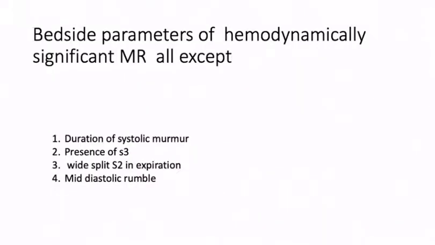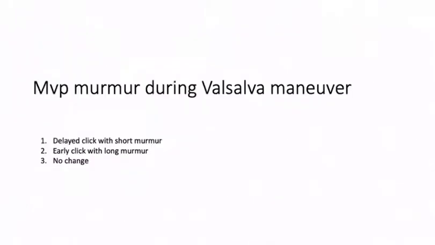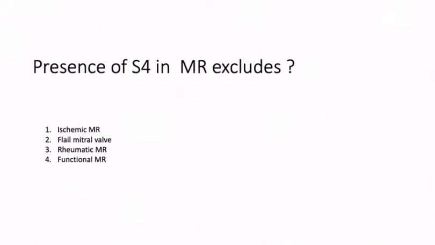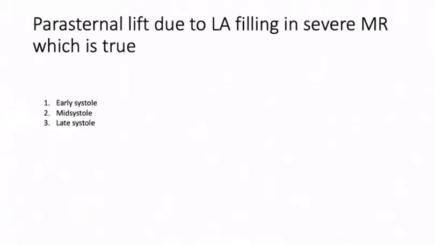So coming to the questions: among the bedside parameters in hemodynamically significant MR, which is the exception, which is not true? Is it duration of the murmur, or presence of S3, or is it a split S2 in expiration, or is it mid-diastolic tremor? How is the MVP MR murmur in the strain phase of Valsalva? Is it delayed click with a short murmur, or is it early click with a long murmur? What does S4 in MR exclude? Is it ischemic, flail, rheumatic, or functional MR? What is the parasternal lift in patients with severe MR?